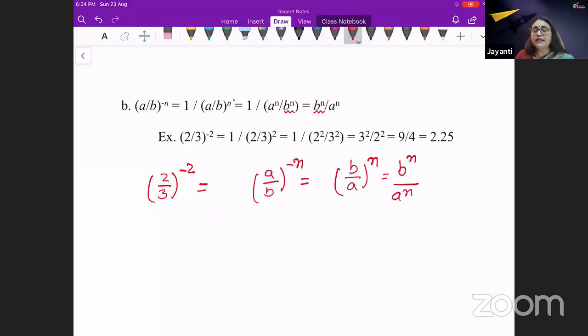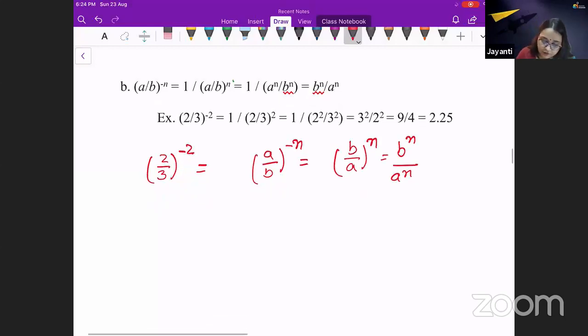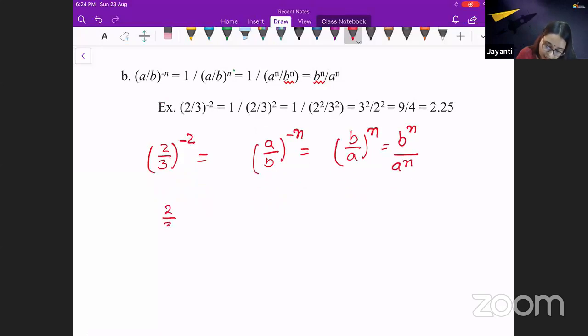But how did we get this? This is a rule, right? Let us solve this question and see. (2/3)^-2. We have the negative rule. If the exponent is negative, it goes to the denominator. So it becomes 1 by (2/3)^2.